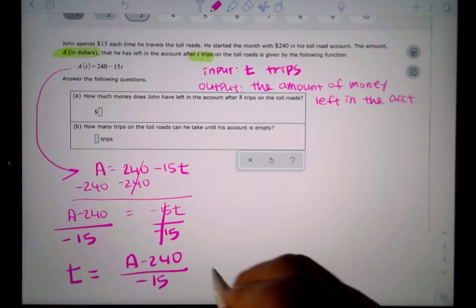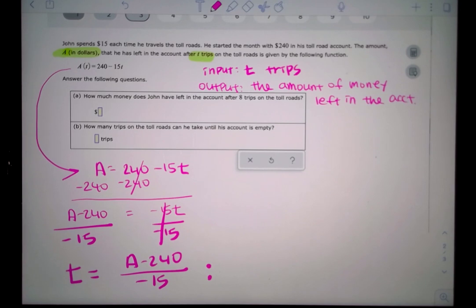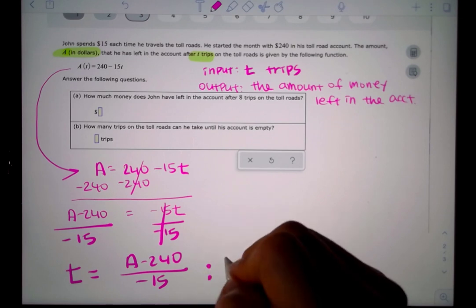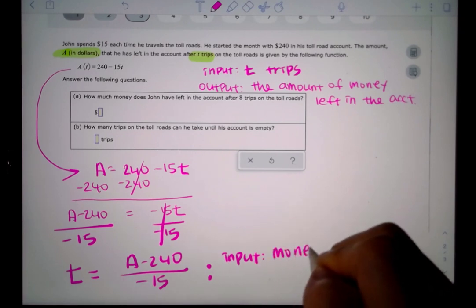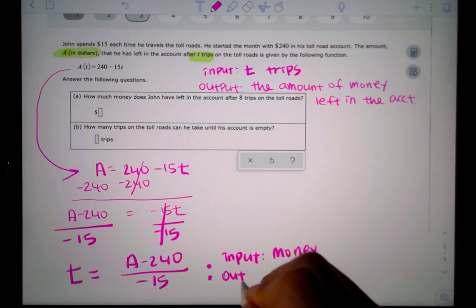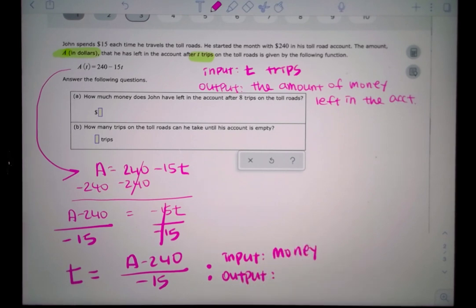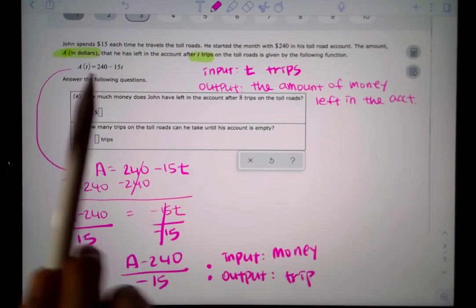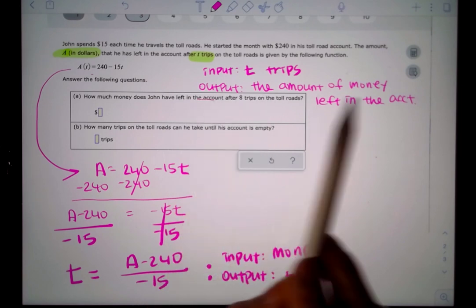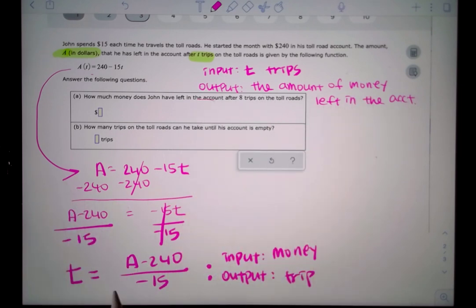Then for this function, guys, so you got this new function, which is the inverse of the original. Then for this one, what is your input and output? Your input, that is A. A is your input. The money is your input, and output is T, which is total number of trips. So like this. See, original input was T trips, output is the money in the account. When you get inverse function, it's opposite. Alright, and then we are using inverse function to get something easier.